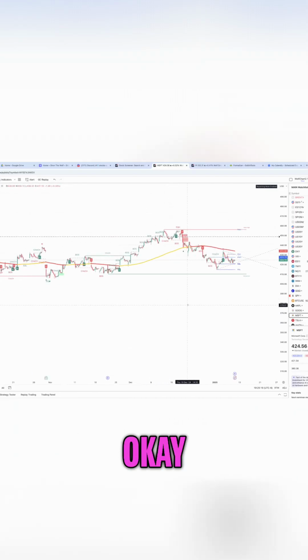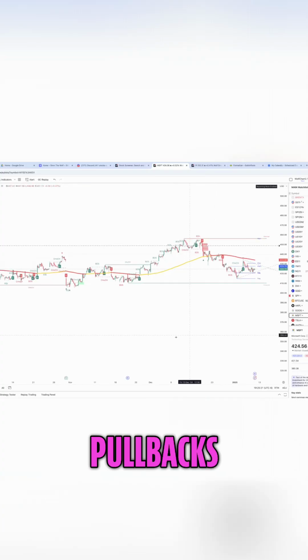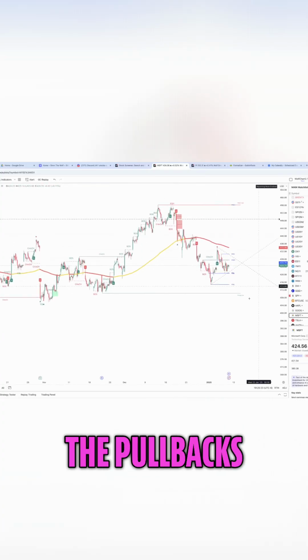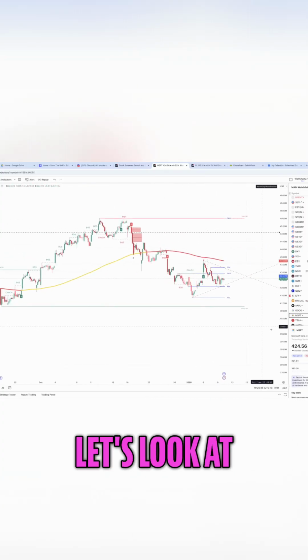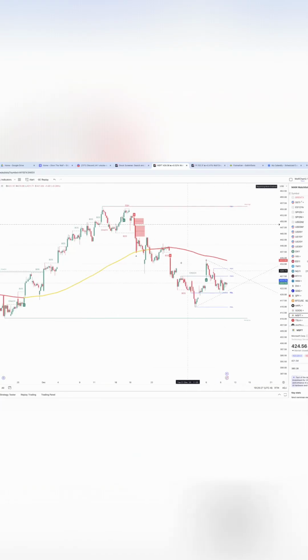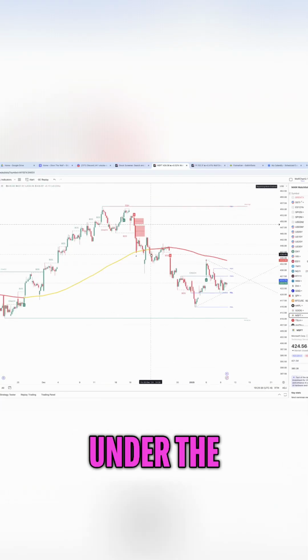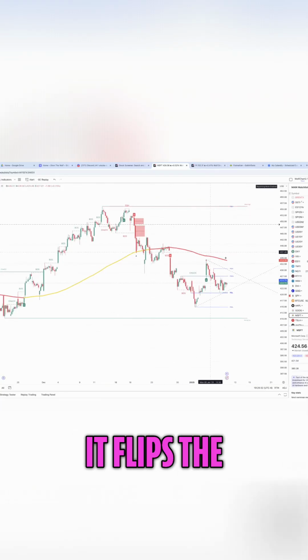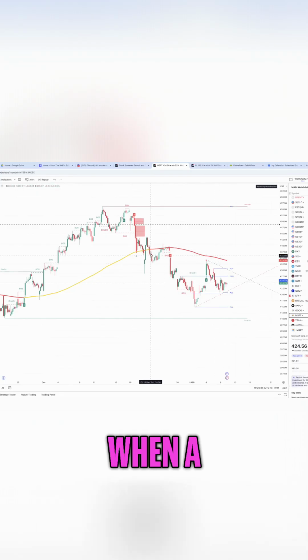Okay. So even though we have these pullbacks, this is how we take advantage of the pullbacks. Let's look at this example right here. When we get an open and close candle under the 200, just like the 12, it flips the 200 to red when a candle shows weakness to signal that the trend has shifted.